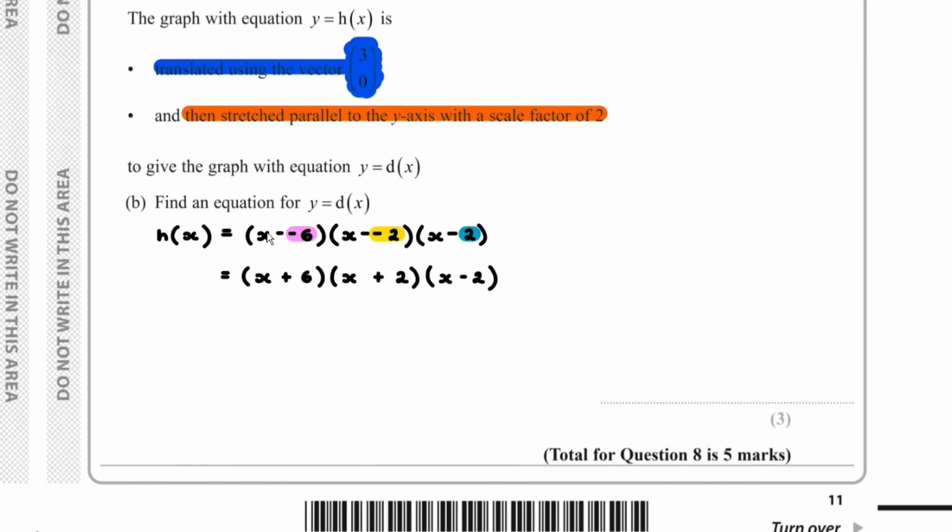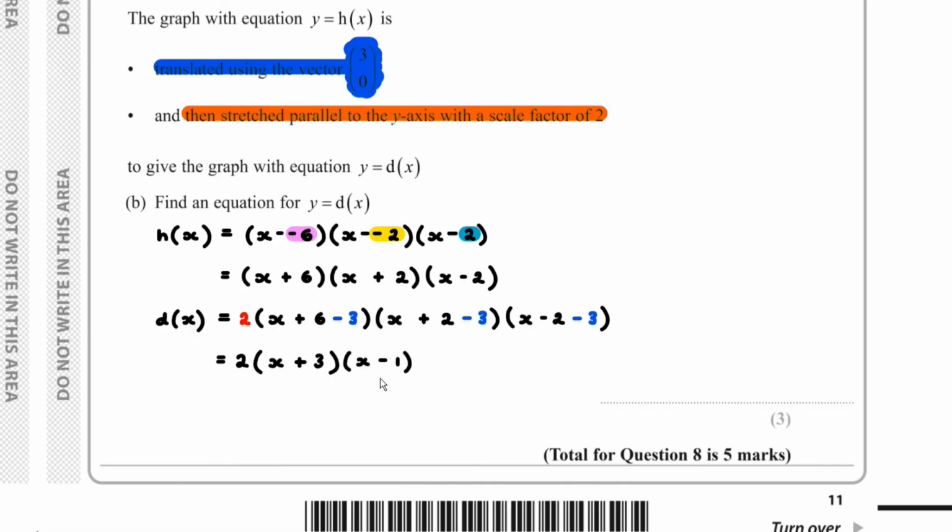Now, to find out what d(x) is, we have a stretch scale factor 2 in the y direction, so we have twice, and then we translate with vector (3, 0), so we need to take away 3 from each of these brackets, meaning we have (x + 6 − 3) multiplied by (x + 2 − 3) multiplied by (x − 2 − 3). And if we simplify, we have twice (x + 3) multiplied by (x − 1) multiplied by (x − 5). Therefore, d(x) is equal to 2 multiplied by (x + 3) multiplied by (x − 1) multiplied by (x − 5).